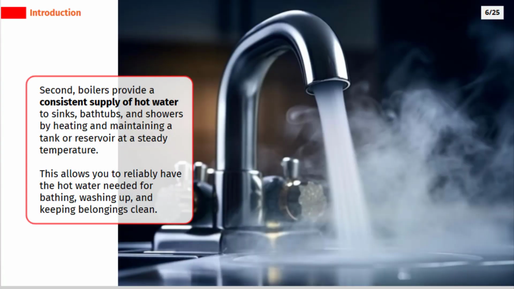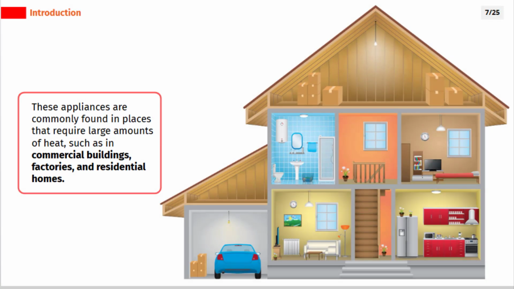Second, boilers provide a consistent supply of hot water to sinks, bathtubs, and showers by heating and maintaining a tank or reservoir at a steady temperature. This allows you to reliably have the hot water needed for bathing, washing up, and keeping belongings clean. These appliances are commonly found in places that require large amounts of heat, such as commercial buildings, factories, and residential homes.